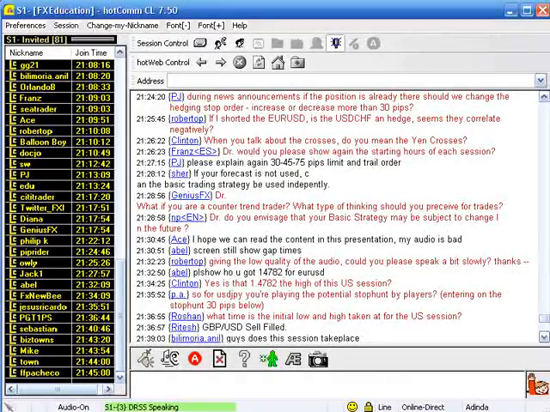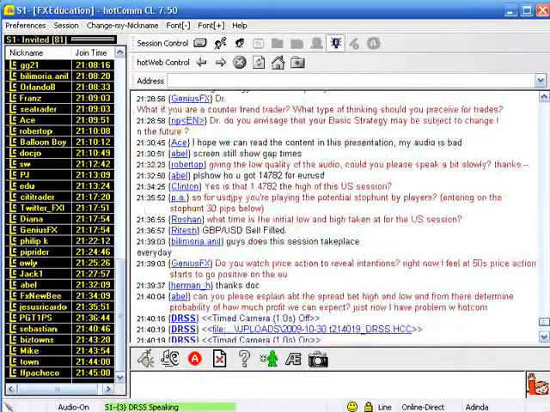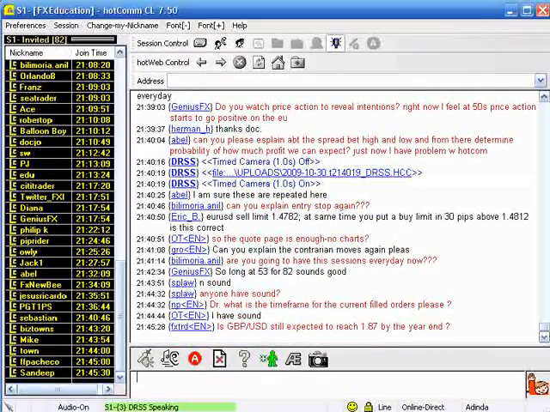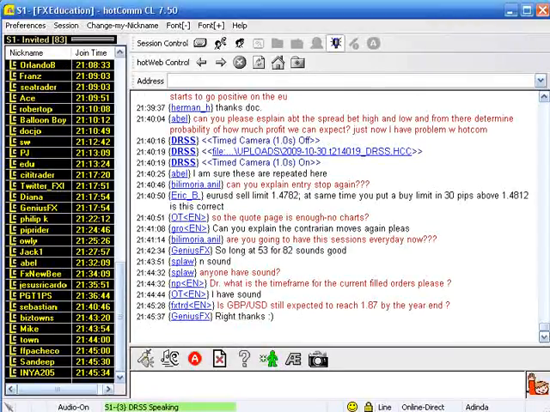Can you please explain about the spread between high and low, and from there determine probability of how much profit we can expect? Yeah. As far as the limit profit taking level is concerned, you try to see that spread between high and low. Now, in the case of euro, the low is 1.4752, the high is 1.4857. So about 100 pips is the spread.